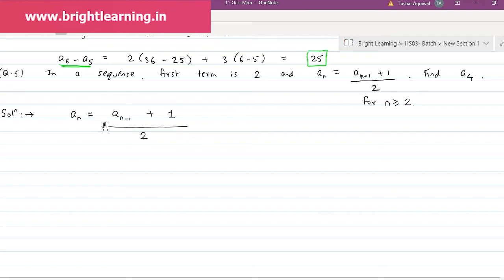In order to know that, I should know a48. In order to know that, I should know a46, 45, 44, 43, 42, and so on up to the fifth position, fourth position, third position, second position, first position, something like that.